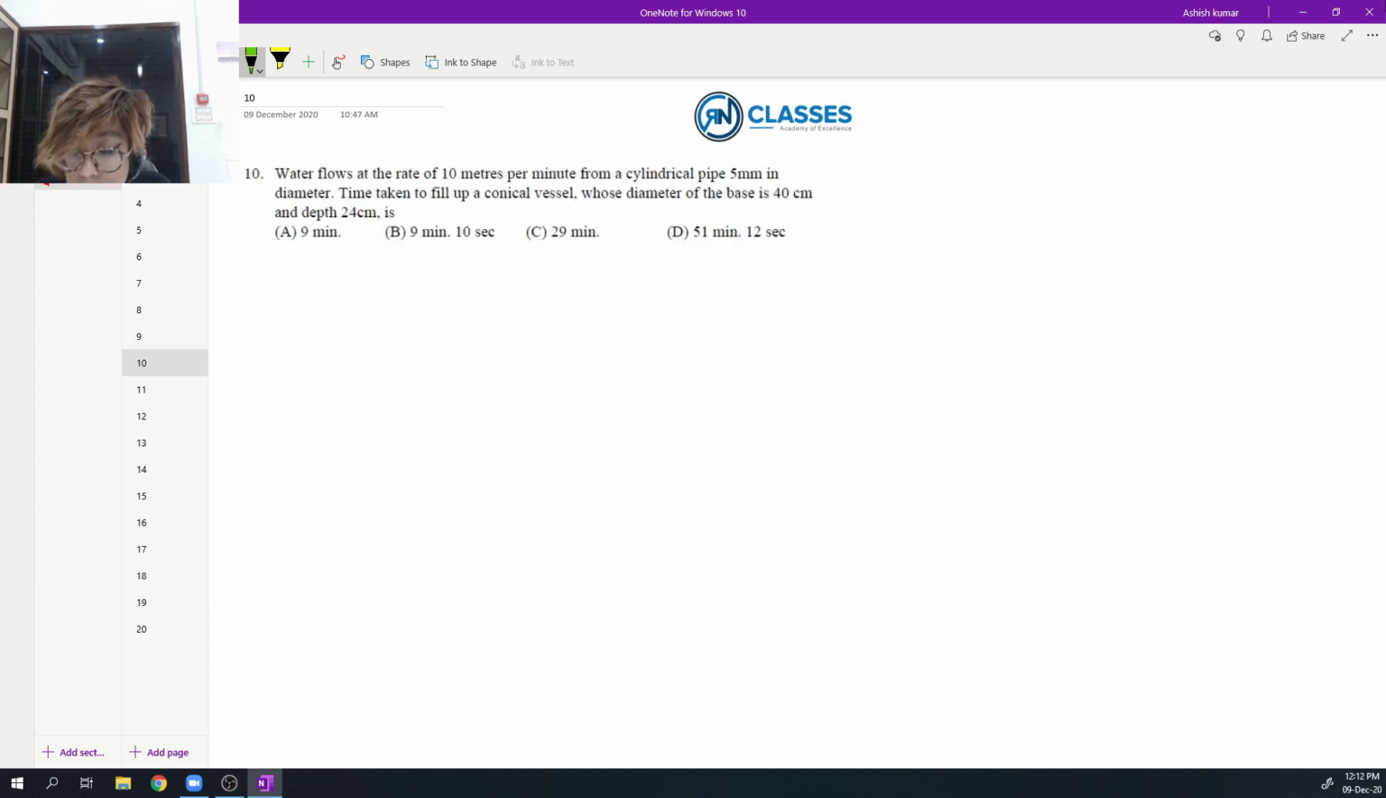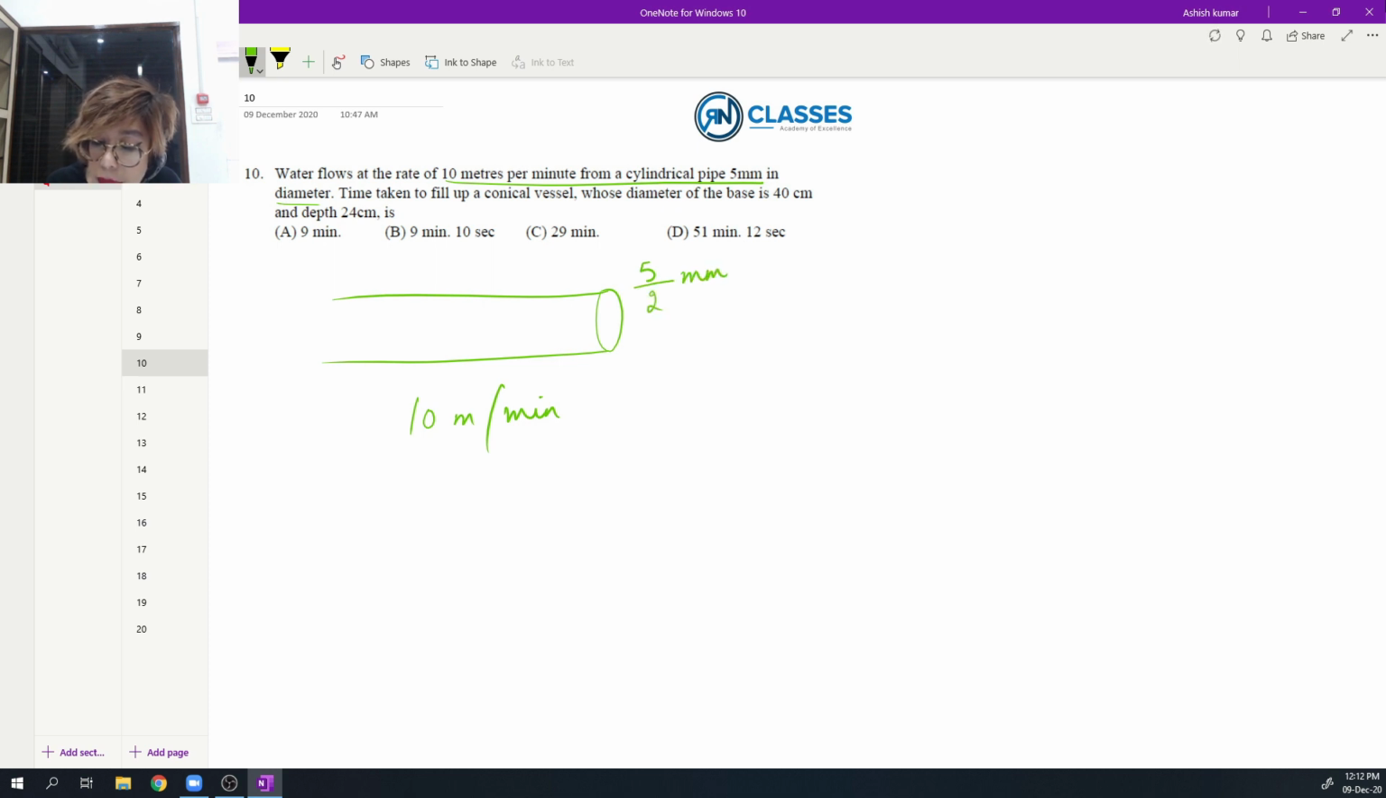Now water flows at the rate of 10 meter per minute from a cylindrical pipe 5 millimeter in diameter, right? So this is my pipe and water is flowing in it at 10 meter per minute. And the diameter is given to be this, so the radius is 5 by 2 millimeter. Time taken to fill a conical vessel. Okay, so I need to fill this conical vessel. The water is coming from here and the conical vessel is filled up, whose diameter is 40, so radius is 20, and height is 24 centimeter, right?